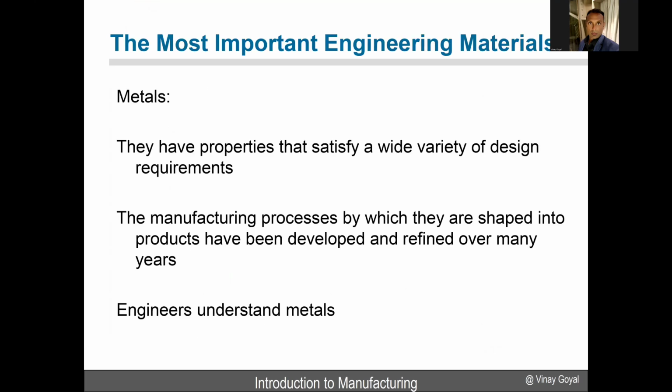So metals are one of the most important engineering materials because metals can satisfy a wide variety of design requirements. They're very strong, have very high strength, high stiffness, and can be used for a wide variety of applications in aerospace, mechanical, and other civil systems.